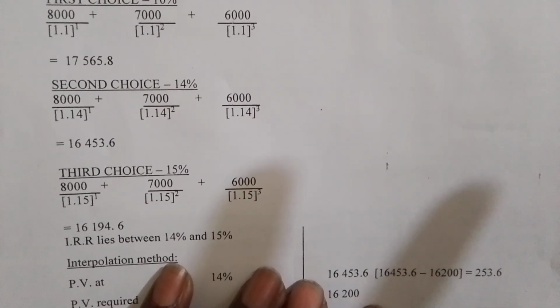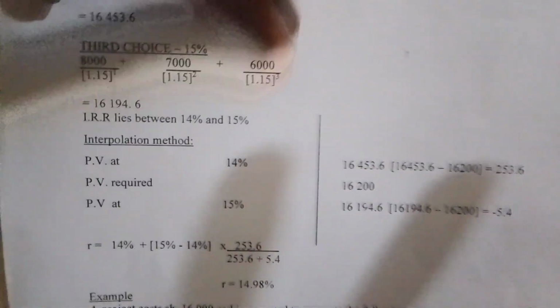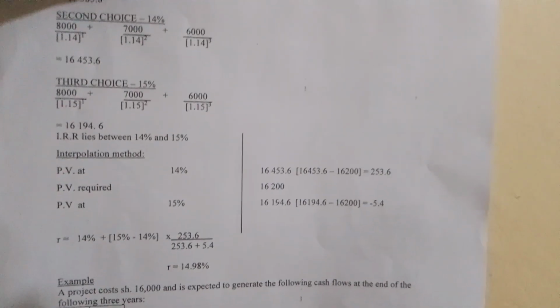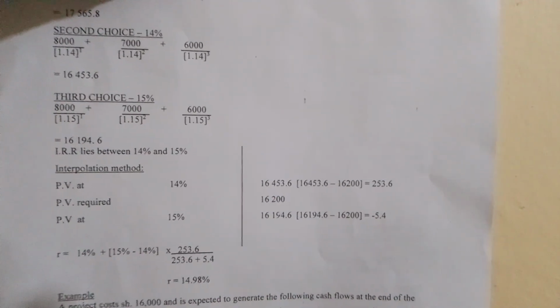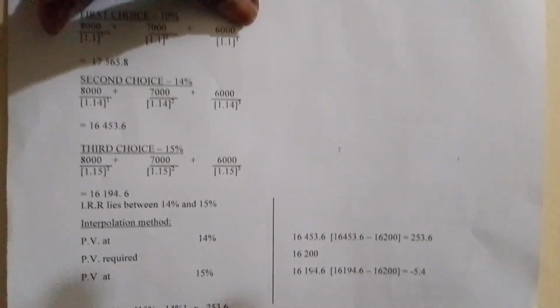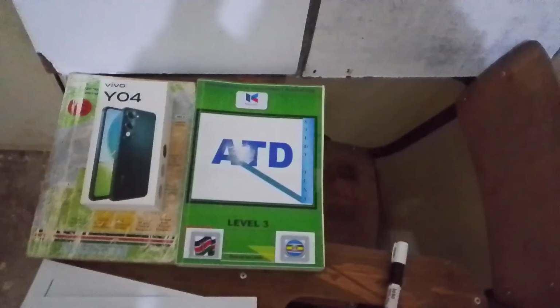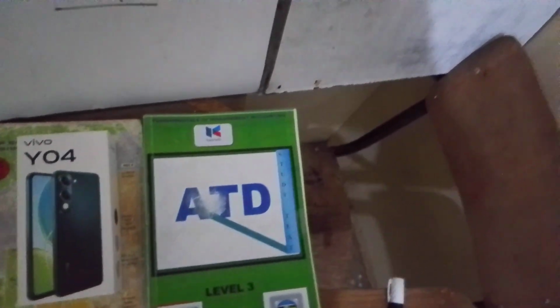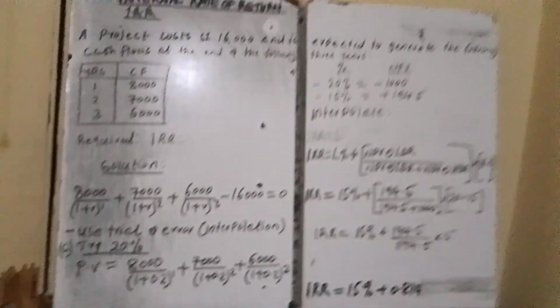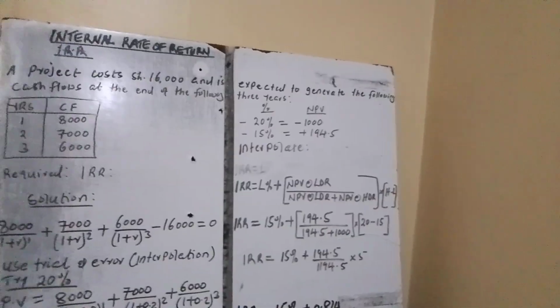So for IRR, you tried 14% and 15% in the operation. Try to follow what you have done there. The solutions are there. So in case you have a challenge, just call us. We'll help you. In case you need our help, we are available. I think that's enough for that lesson.